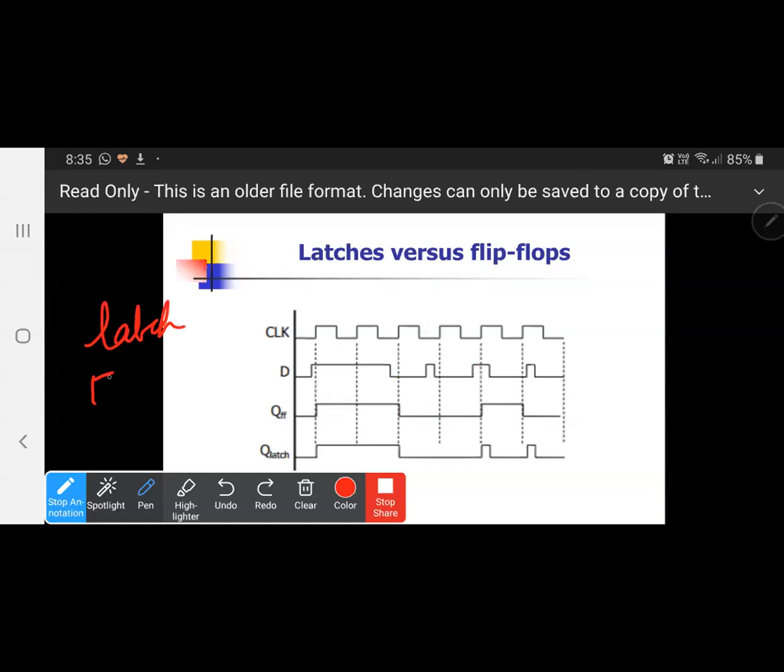You need to check the enable, and enable works for the level triggering. So for the latches, we need to check the level. That means if the value of D changed during this time duration, we need to reflect the changes in the output. Here, I need to check the value of D from this point to this point.